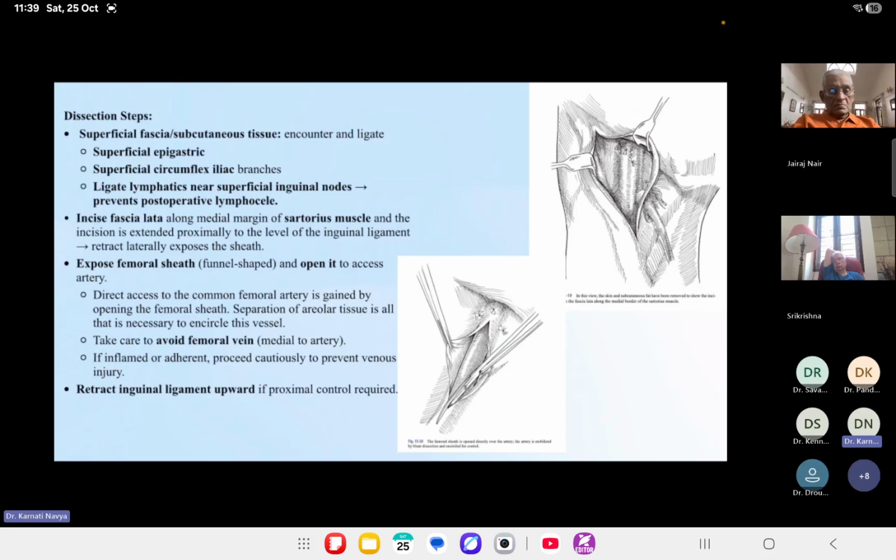Here you can see the incision. Once the subcutaneous fat has been removed, the fascia lata is incised along the medial border of the sartorius muscle in the upper picture. In the picture below, once the femoral sheath is cut, it gives direct access to the femoral artery.